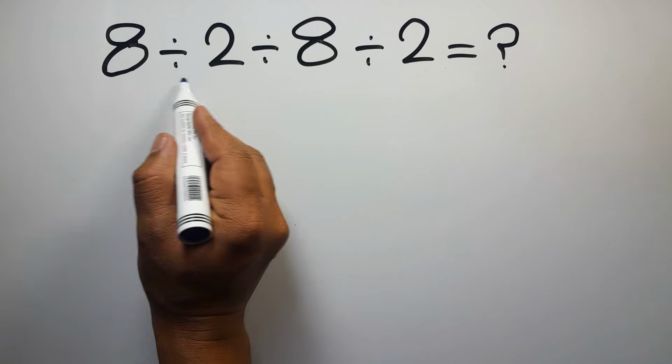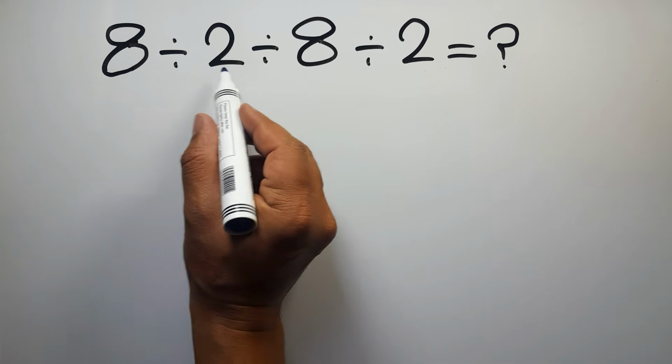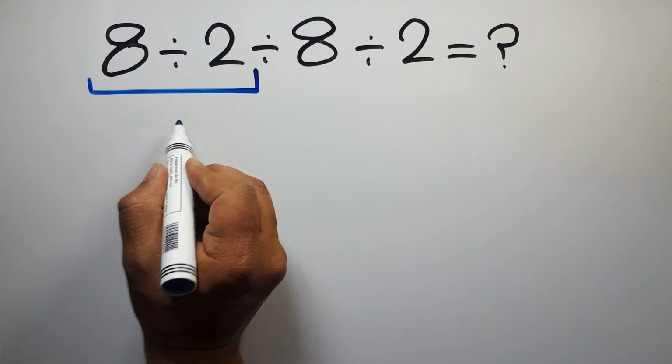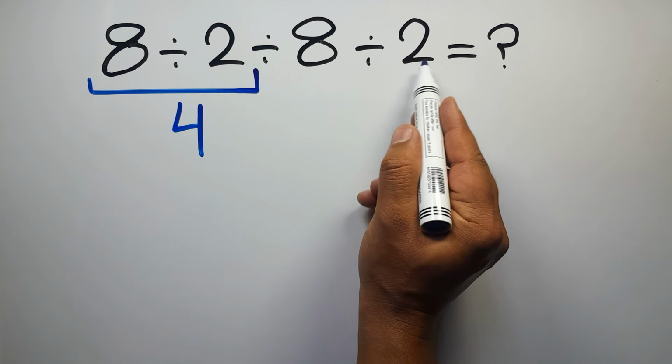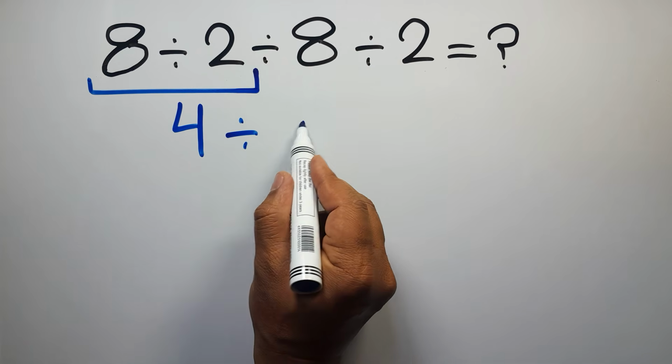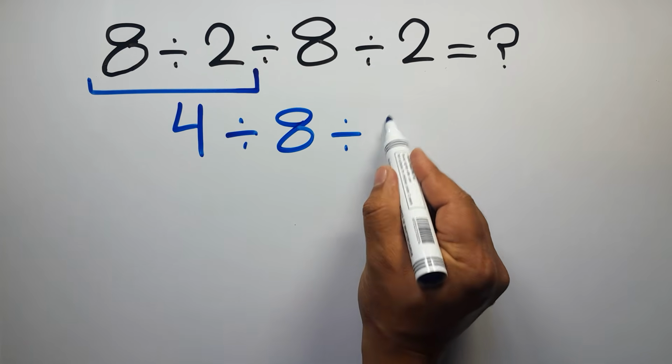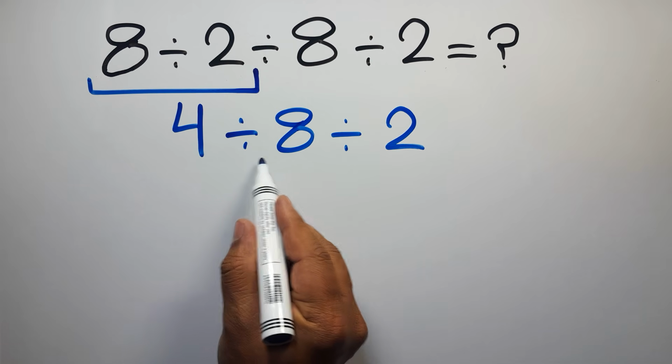So first we have to do this division. 8 divided by 2, which equals 4. So 4 divided by 8 and divided by 2. Now we have to do this division.